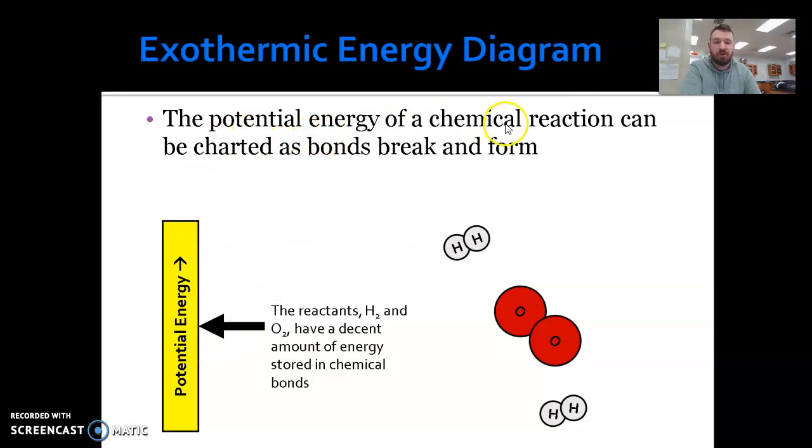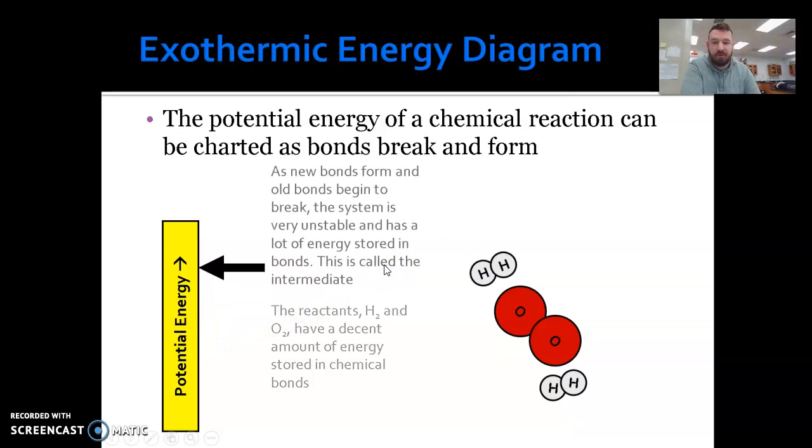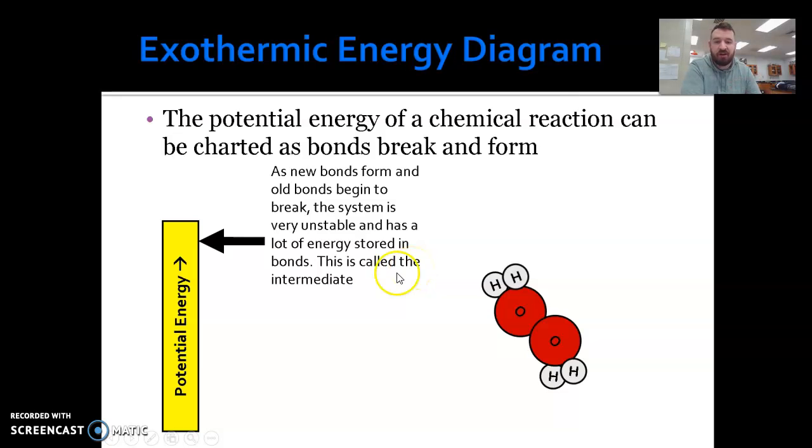So as we go across a chemical reaction, this is going to measure how much potential energy we have. If this black arrow is up at the top, we have maximum potential energy. If it's at the bottom, we have very little potential energy. So we're looking at putting hydrogens and oxygens together. When we have the reactants of just hydrogens and oxygens, we have a decent amount of energy stored in those bonds, so we're going to be somewhat in the middle. As these new bonds are forming and old bonds are breaking, it's a very unstable and chaotic system. This is what we call the intermediate, and this is when we have the most potential energy. So when we see that nice hill on our graph, that's being caused by this.